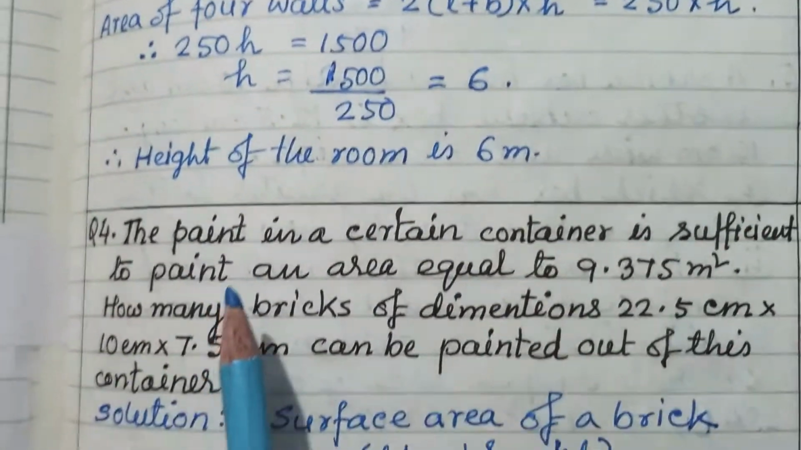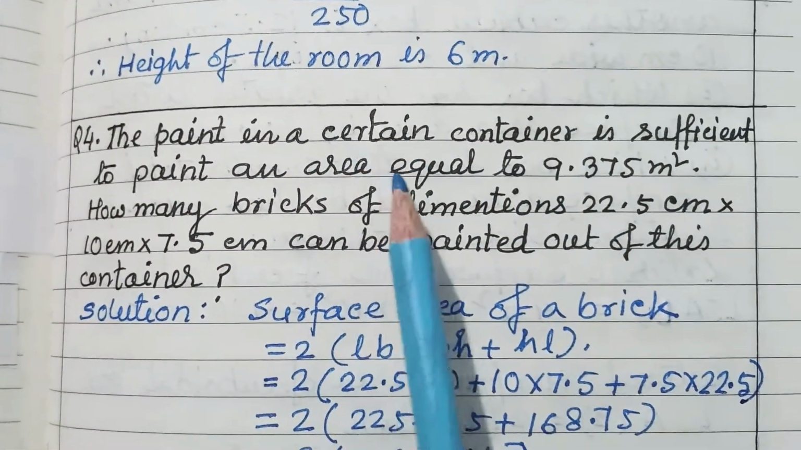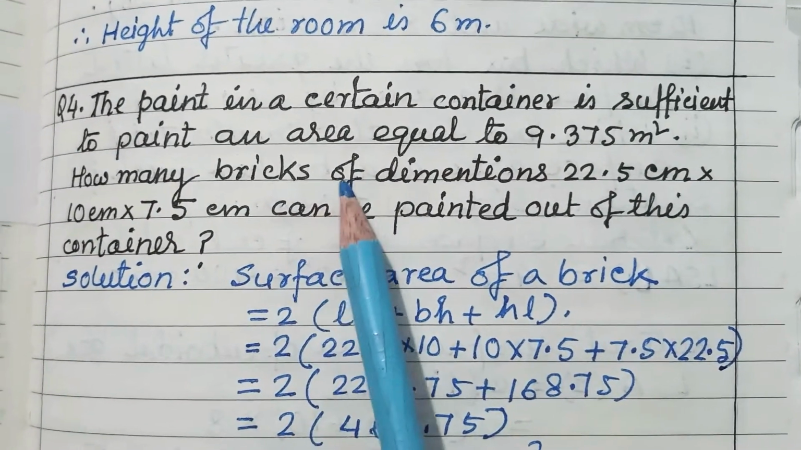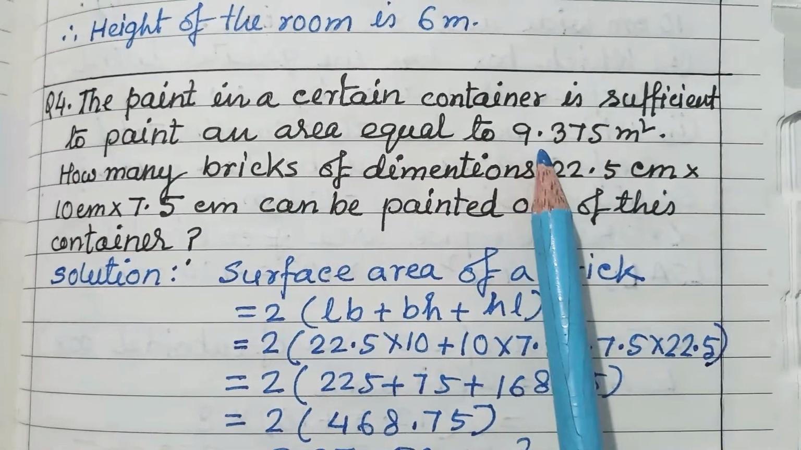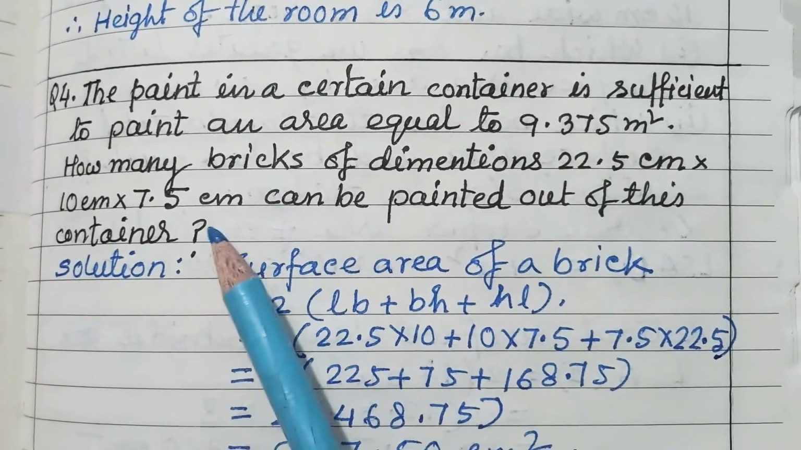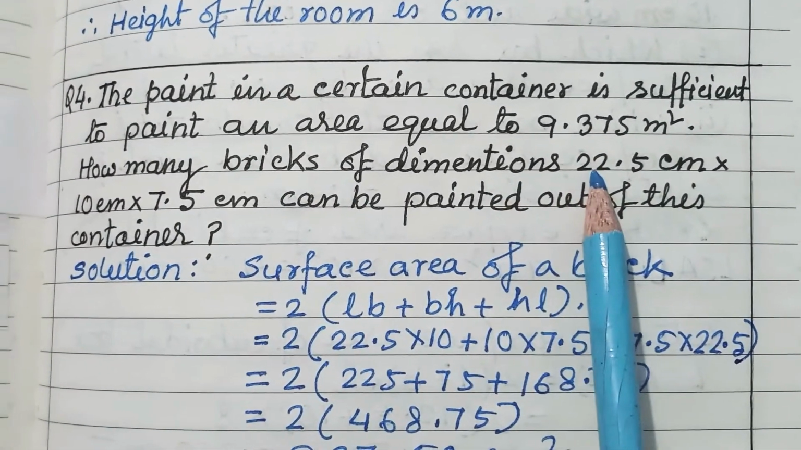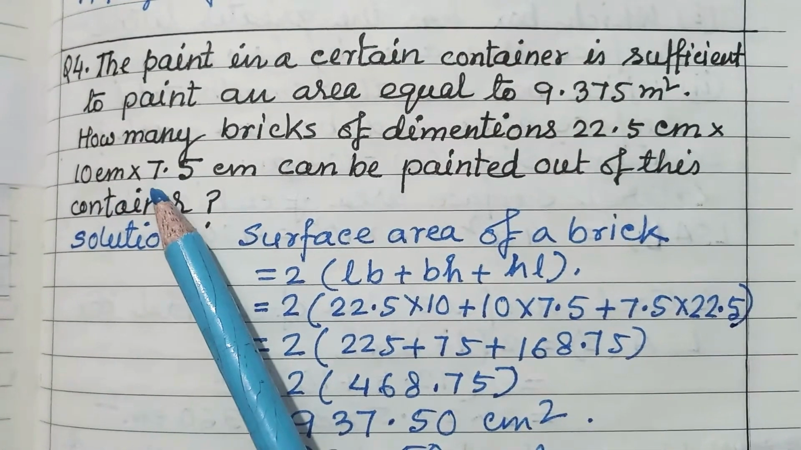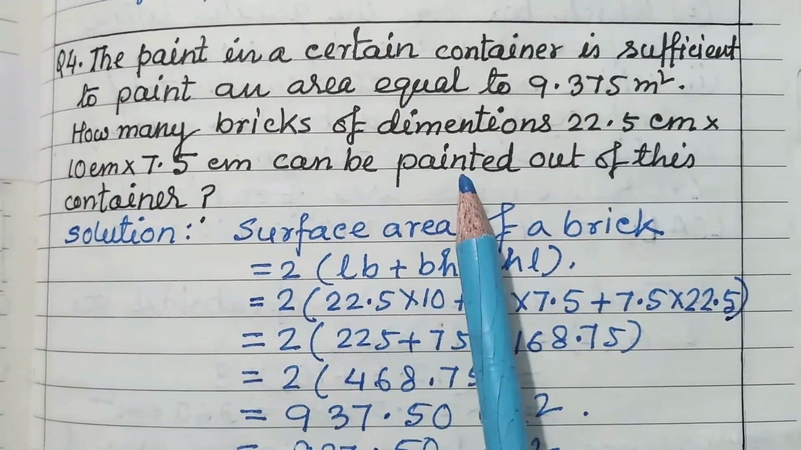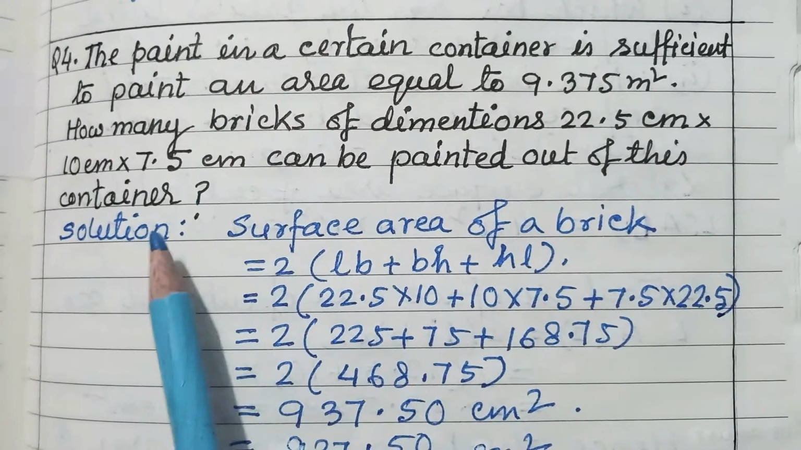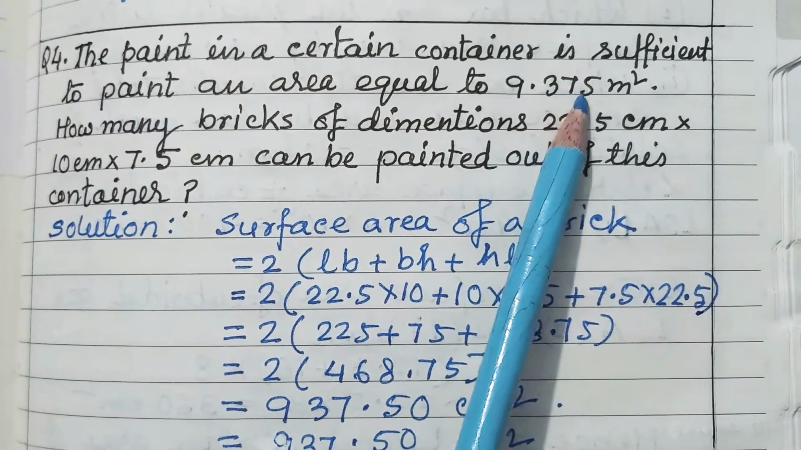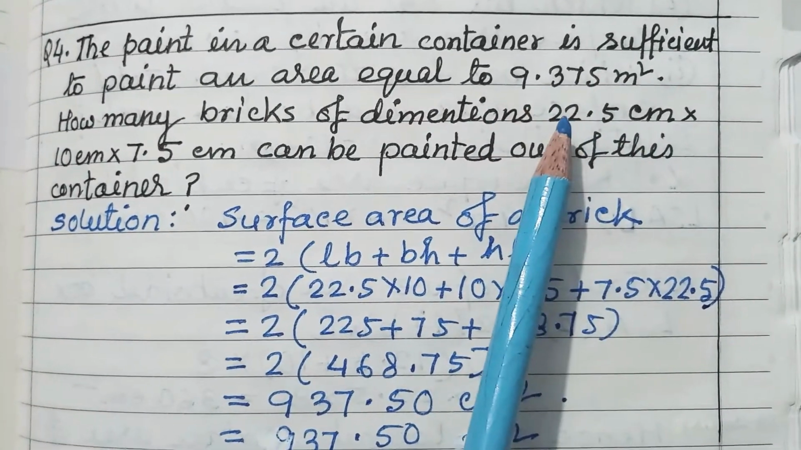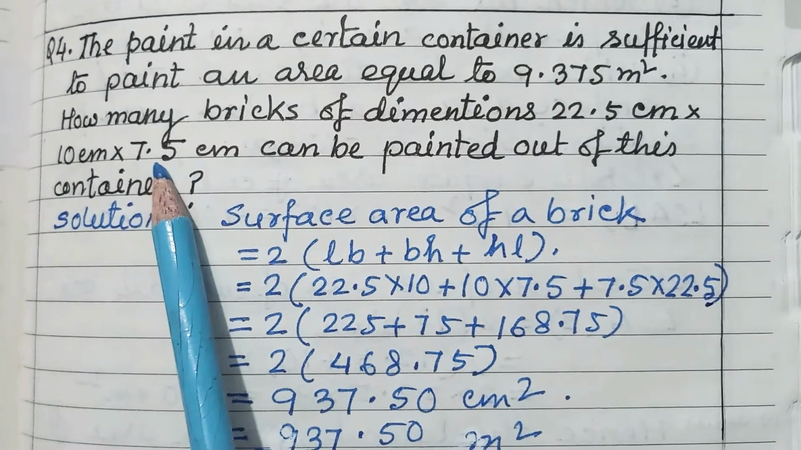Next question: the paint in a certain container is sufficient to paint an area equal to 9.375 meter square. How many bricks of dimensions 22.5 centimeter, 10 centimeter and 7.5 centimeter can be painted out of this container? The total paint area has been given, and the dimensions of one brick have been given.